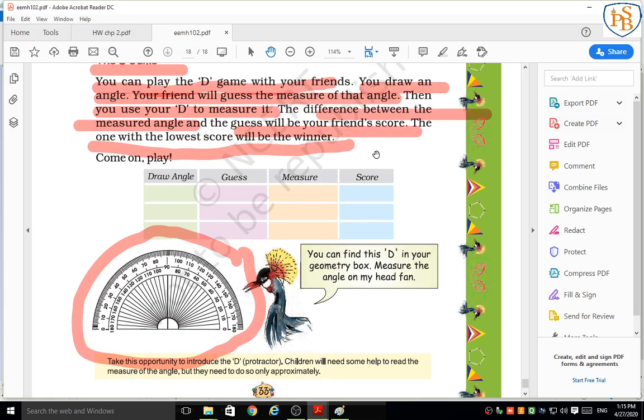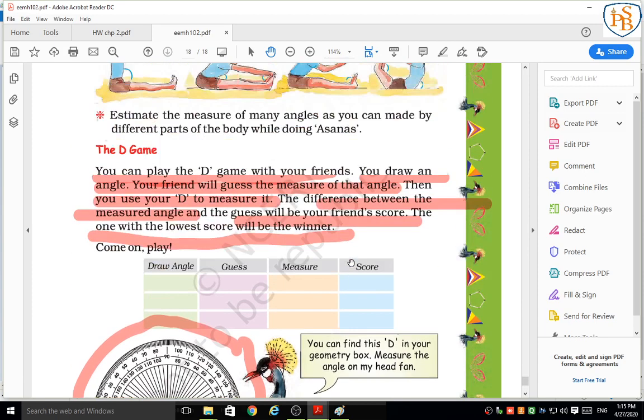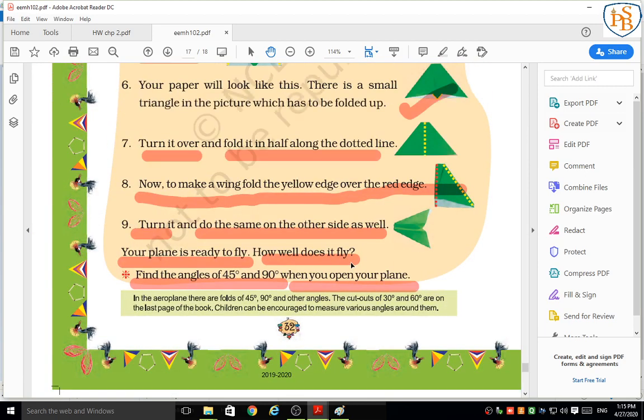How do you have to write the score? The difference between your measured angle and guess. This is your score. You got the answer 60 and your guess was 50. Then the score was 10. And how will you decide who will be the winner? The one with the lowest score will be the winner of the game. Okay, students? So I hope you understand all the points that I covered in chapter number 2.